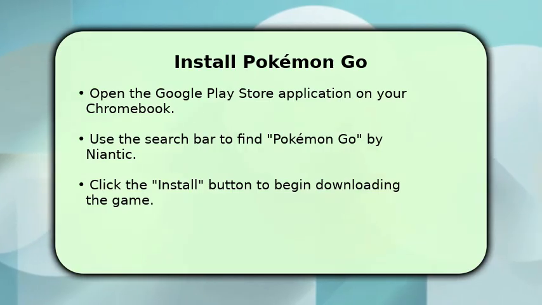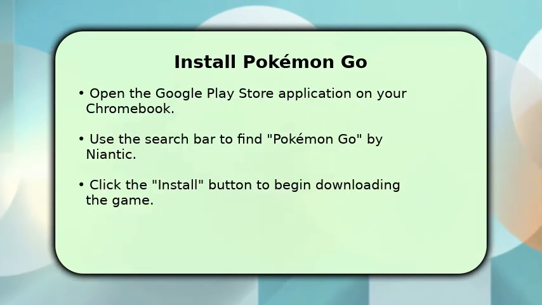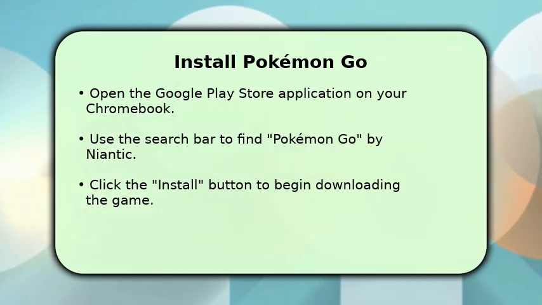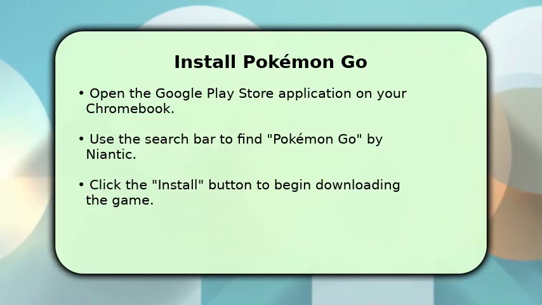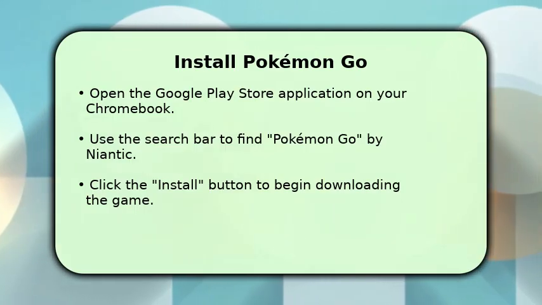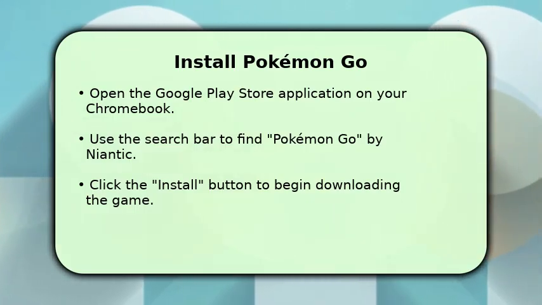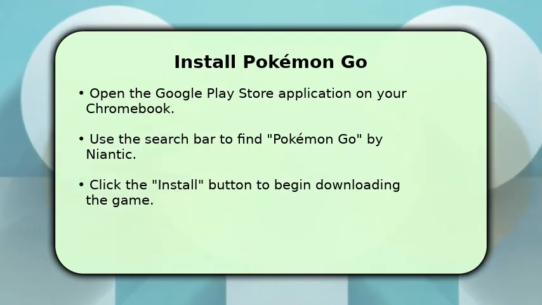Once you have confirmed your Chromebook supports Android apps and has Play Store access, installing Pokémon Go is straightforward. Open the Google Play Store, then use the search bar at the top to find Pokémon Go. Click on the game and then select the Install button. The game typically requires about 100 megabytes of storage, so ensure you have enough space available before starting the download.